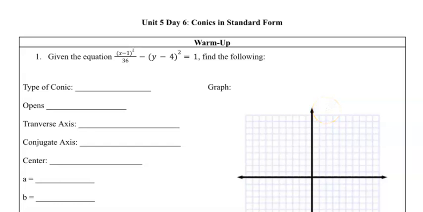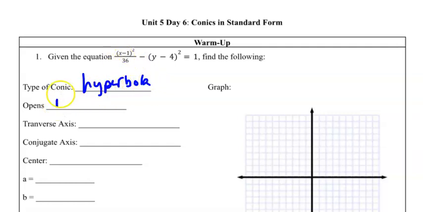All right, today we're going to talk about conics in standard form. We're going to start with a little bit of a warm-up, just going over one of each type of conic and how to graph it and how to identify all the key information out of it. So this first one is going to be a hyperbola because we have an x squared that's positive and a y squared that's negative. So that's my first answer here, is that it's a hyperbola.